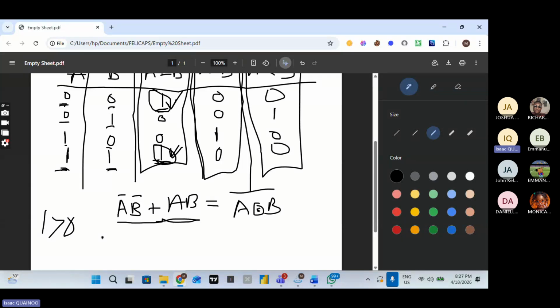So please, what is that going to be? In terms of A and B, what is the expression going to be if A is 1 and B is 0?